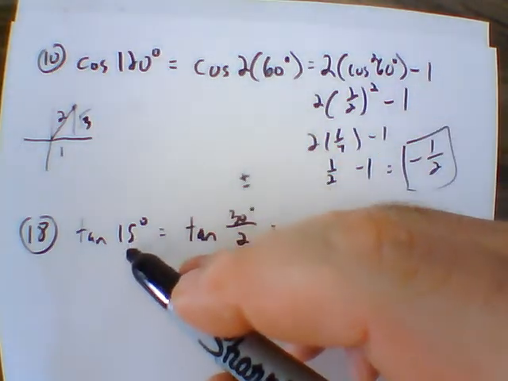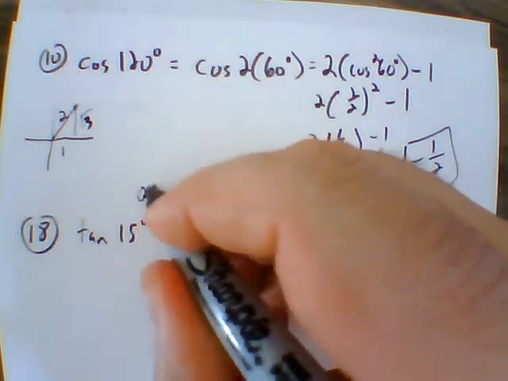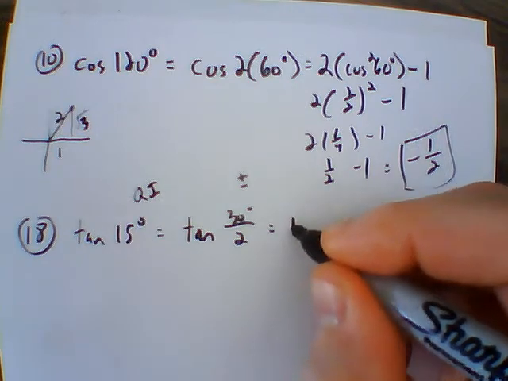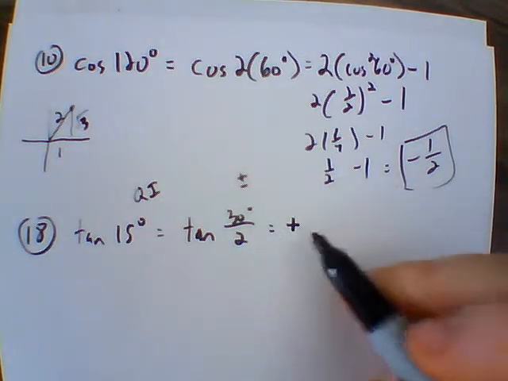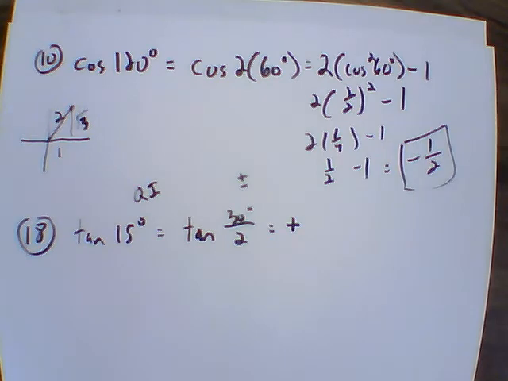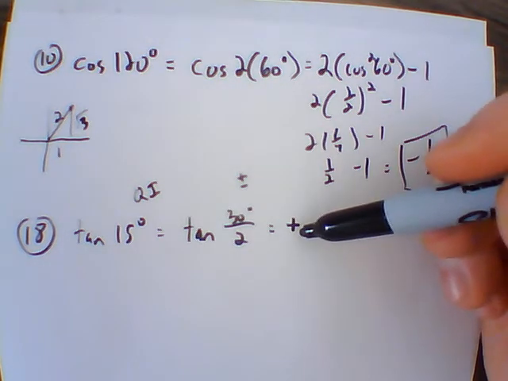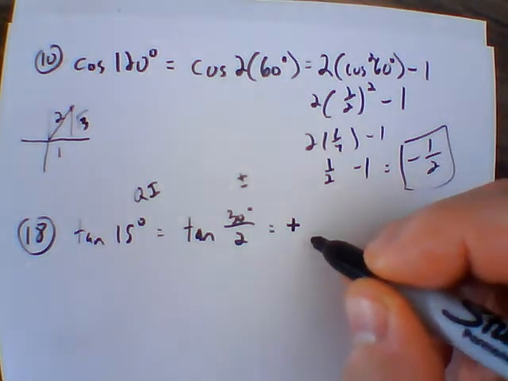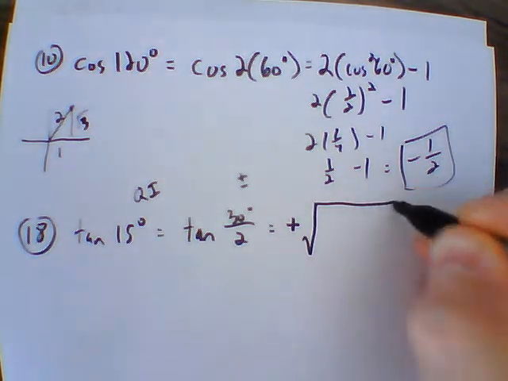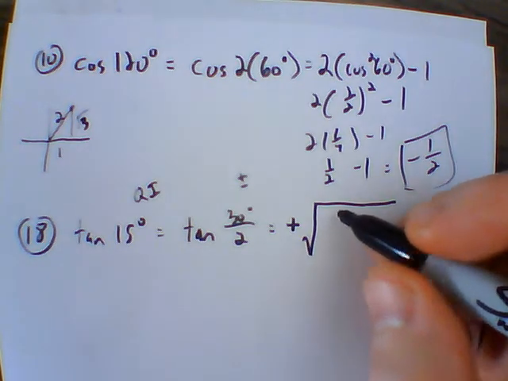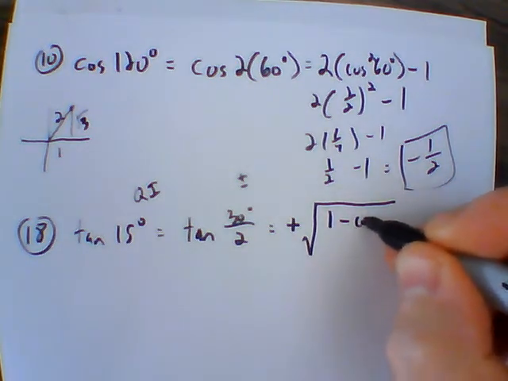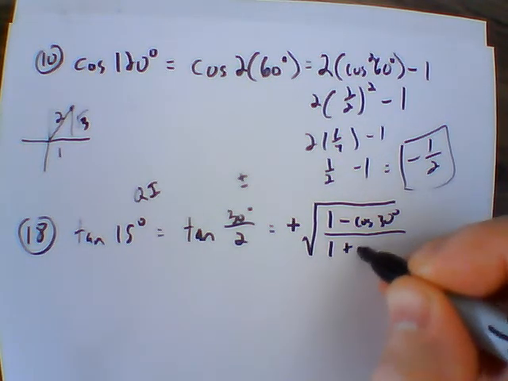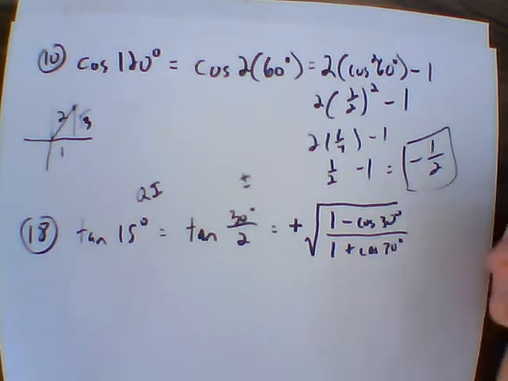But if I go back here, 15 degrees is in quadrant 1, and tangent is positive in quadrant 1, so I'm just going to use the positive of this. Now please write the positive for the original substitution. That way I know that you're understanding and it wasn't by fluke that you forgot and just didn't write anything with that plus or minus. So now we're going to go the square root of 1 minus cosine of 30 degrees over 1 plus cosine of 30 degrees.